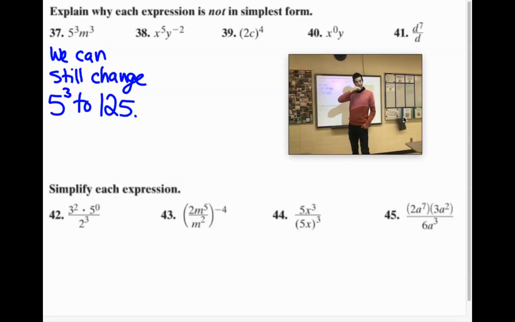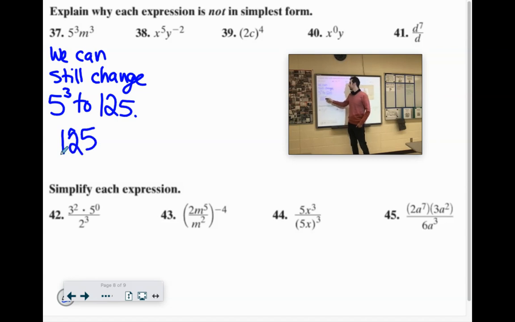Sorry, the last one cut out before I finished. So we can still change 5 to the third to 125. So our final answer there would be 125 m to the third. That looks ridiculous.